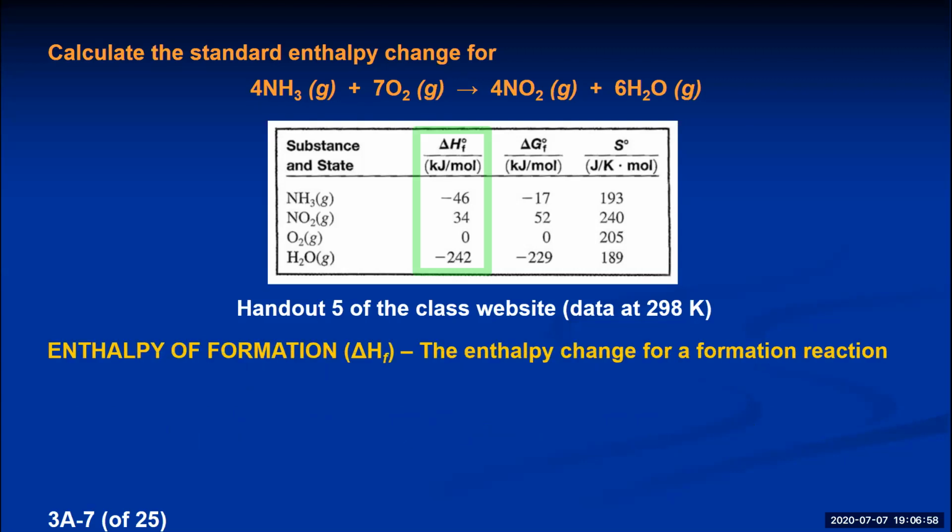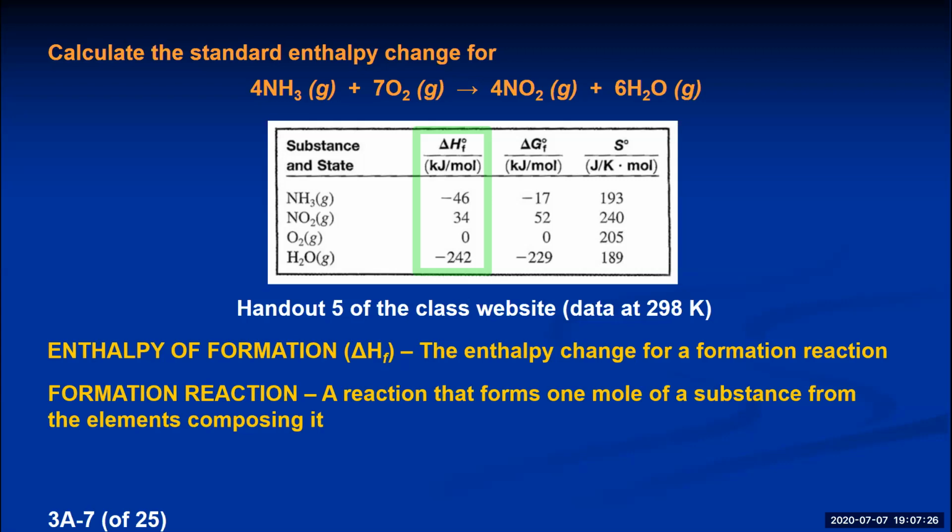So what are these delta H naught sub F values that are listed here in the table? Well, these are enthalpy of formations, and they're abbreviated delta H sub F if they're under standard conditions. There's a superscript naught there. But essentially, an enthalpy of formation is the enthalpy change for a formation reaction. Now, what's a formation reaction? It's very similar to a composition reaction. It's when you form the compound from the elements that compose it. So a formation reaction is a reaction that forms 1 mole of any substance from the elements that are composing it. So if we start with the first substance in our table, NH3, what's the formation reaction for NH3?